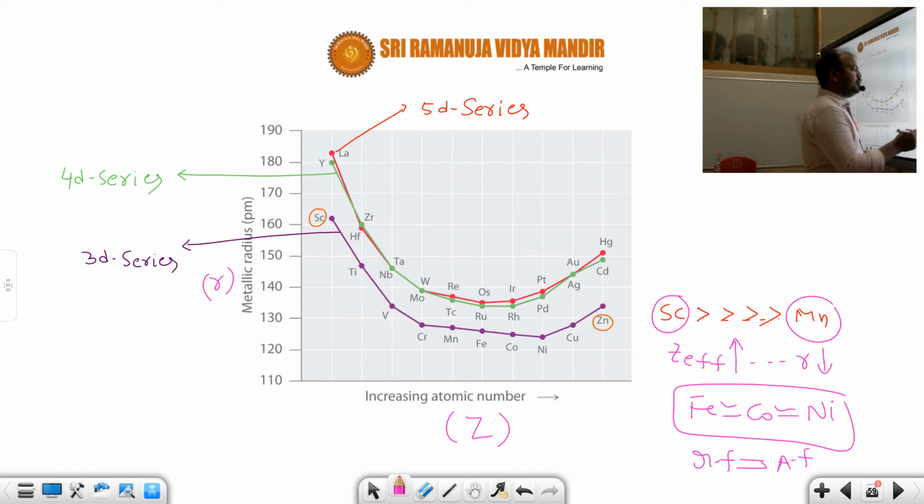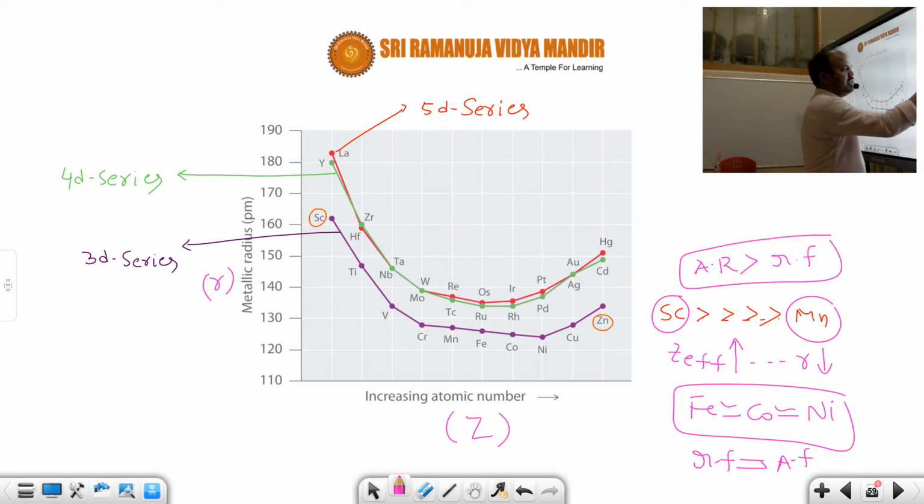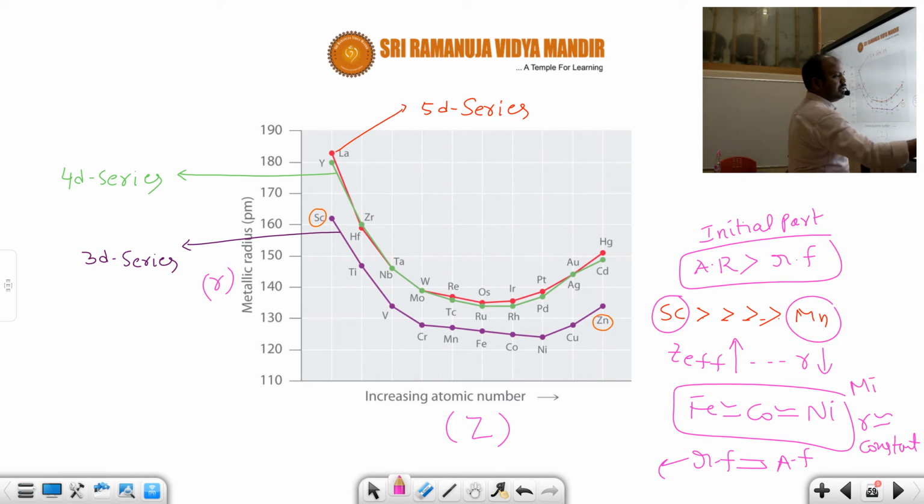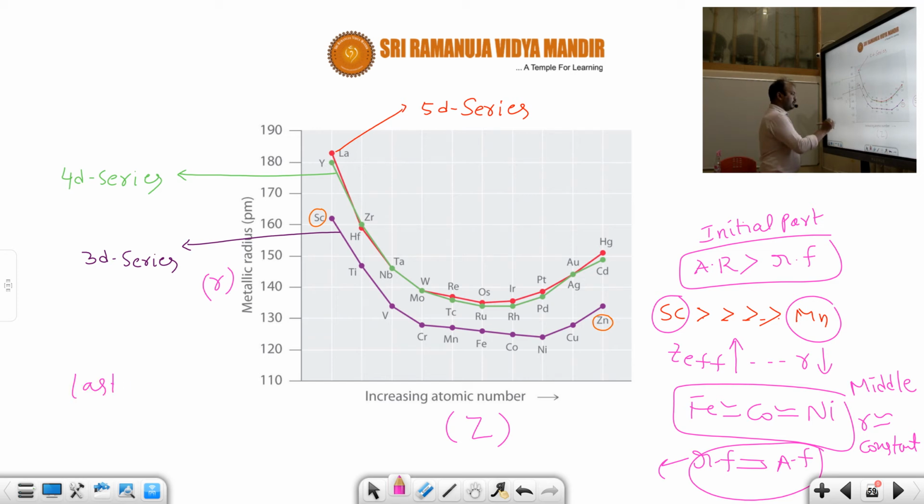But initially, from scandium to manganese, what happens? Attraction force is more predominant than repulsive forces. In the middle part, attraction force is equal to repulsive force. That's why the radius is constant. Radius is almost constant in the middle part, iron, cobalt, nickel, because attraction force and repulsive force balance each other. After that, in the third part, that means the last part, what will happen?